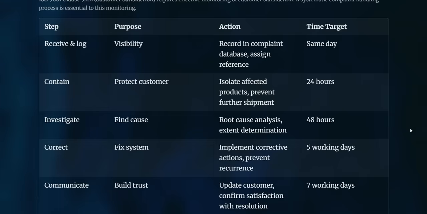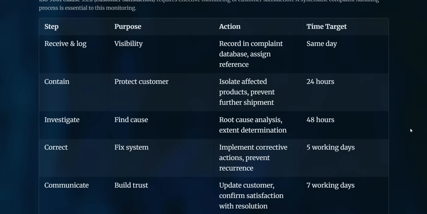The first step is to receive and log the complaint. The purpose is to provide visibility. Actions required here include recording the complaint in the complaints database and designing and assigning a reference for the complaint. The time target is that receiving and logging must be done within the same day.